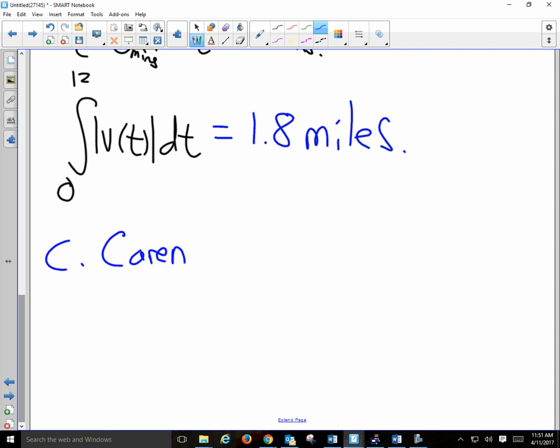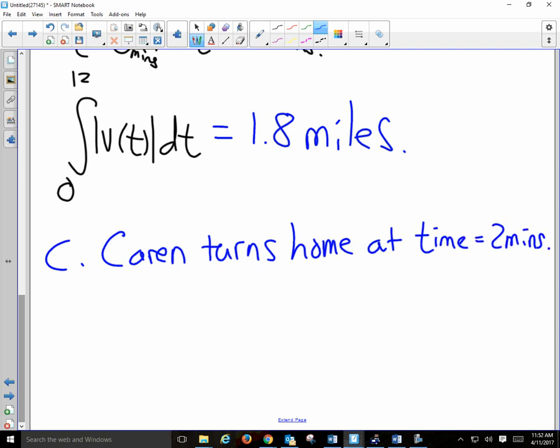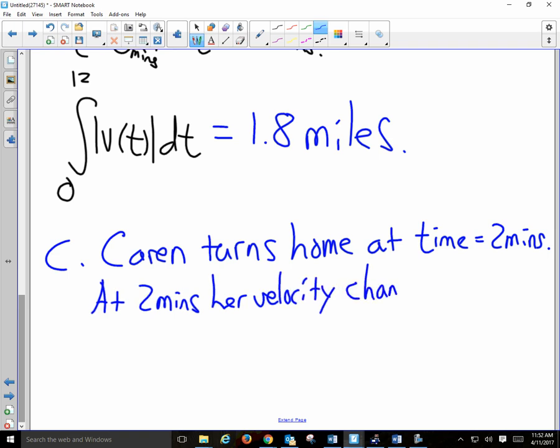Karen turns home at time equals 2 minutes. At 2 minutes, her velocity changes from positive to negative.